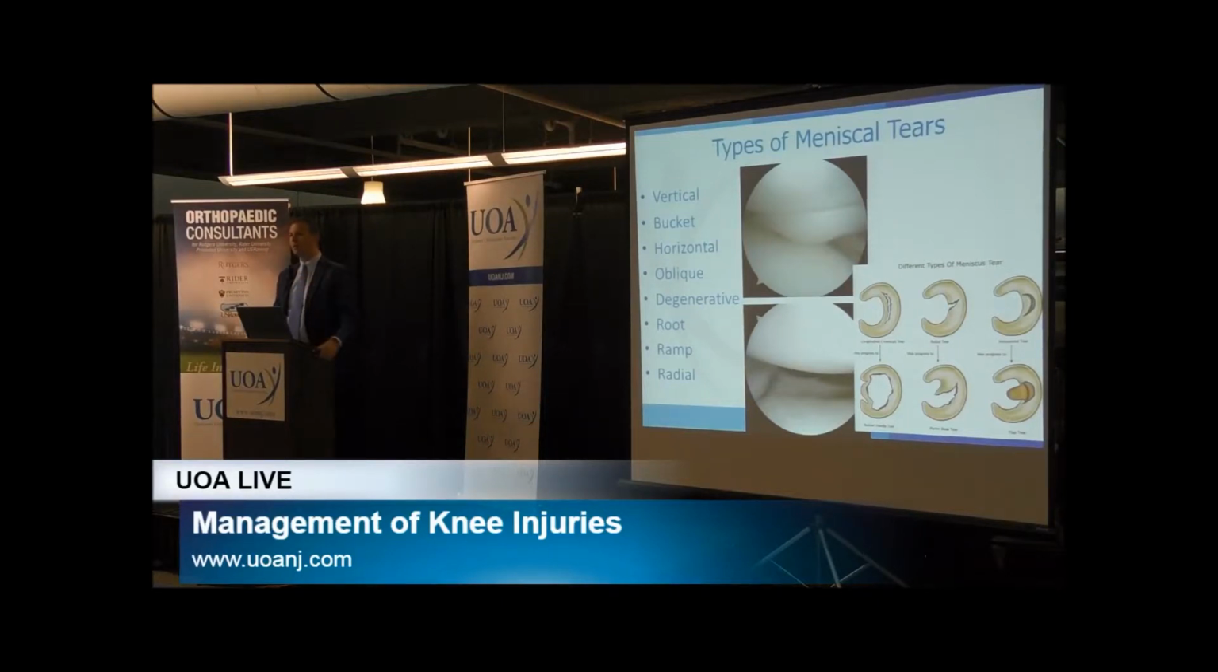Ramp tears are tears of the capsule at the periphery and the medial aspect of the meniscus as it attaches to the capsule. And then radial tears you can kind of see here in the top middle. These are tears that are perpendicular to the fibers of the meniscus. These are important because all of the hoop fibers that are running in line with the meniscus tissue are disrupted, and thus really much of the main function of the meniscus is torn.